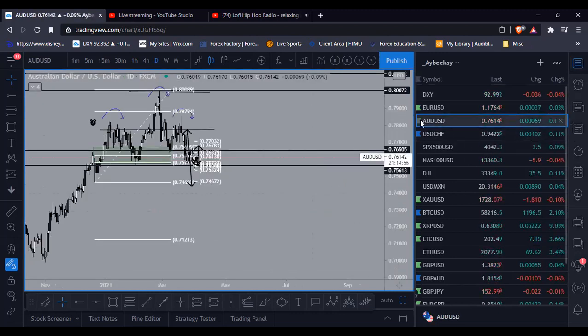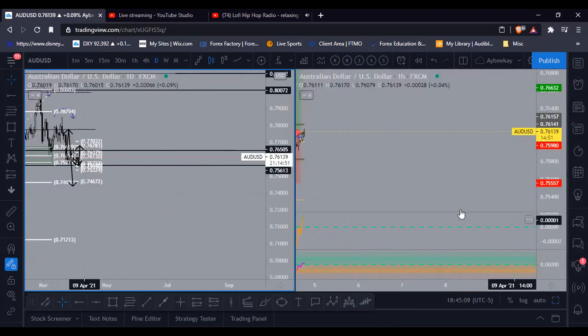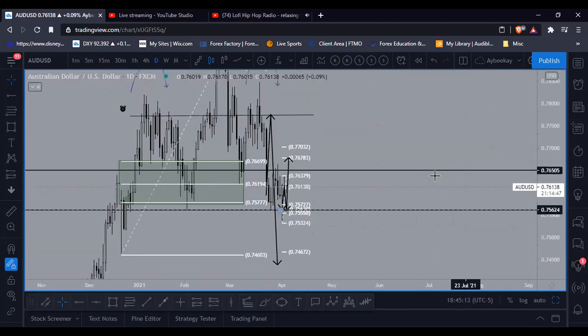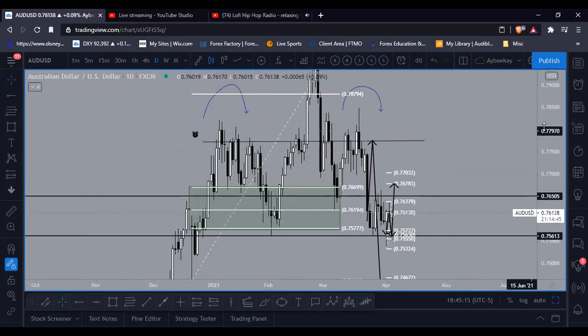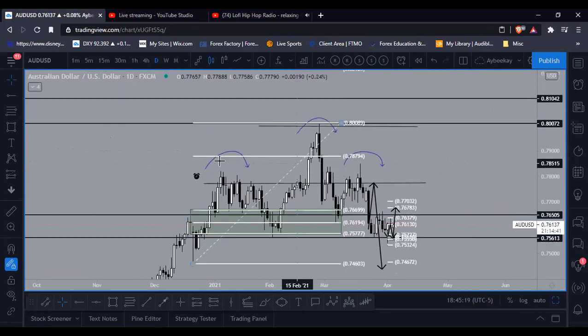I don't know why this green is on. I'm pretty sure I didn't call anything. All right, so AUD USD. Just wanted to point out what I had mentioned. Head and shoulders, that's what was up here that I was looking at.